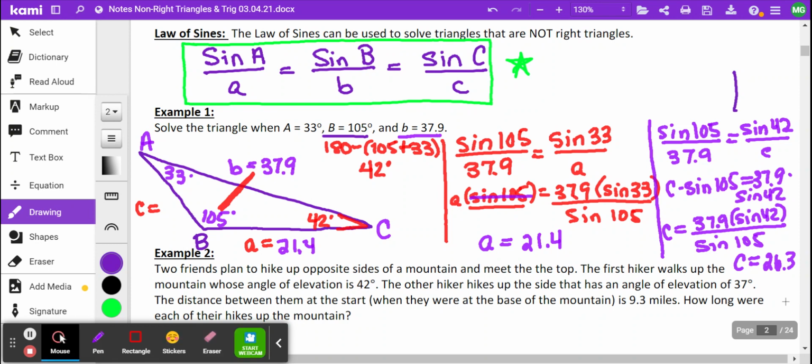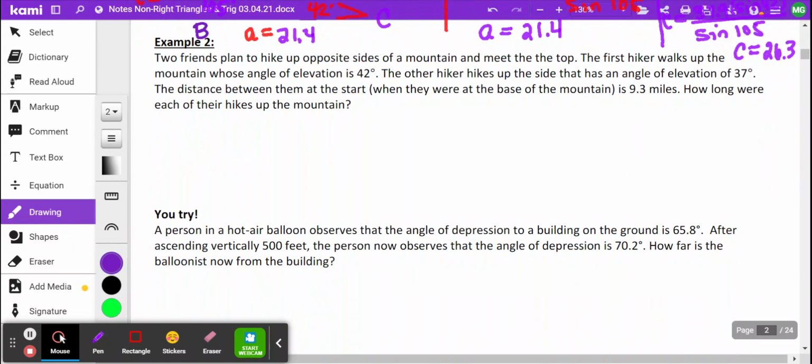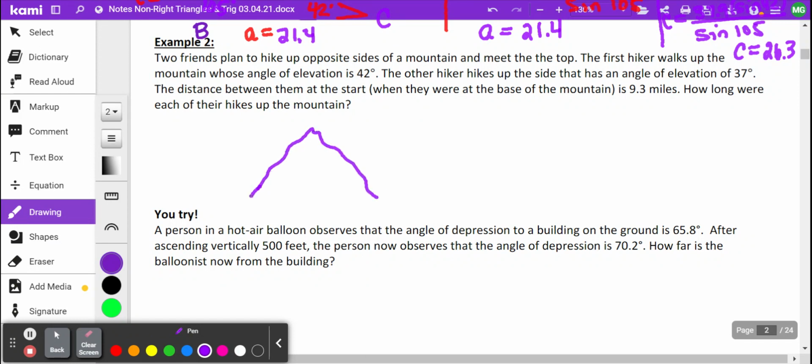Okay, so of course, we love our word problems. So let's go ahead and use this for number 2, this word problem. So we have two friends who hike up opposite sides of the mountain and meet at the top. So here's our mountain, and they're going to hike up to get to the top. One's starting over here, one's starting over here.